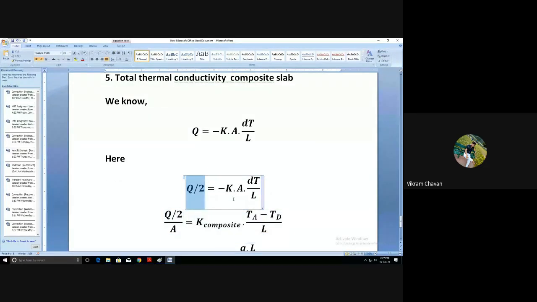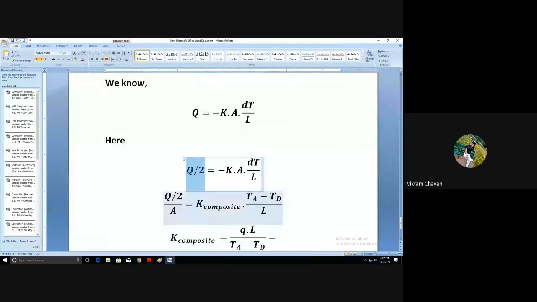So we can modify this equation. If you take this A on this side, we will get Q by 2 divided by area.